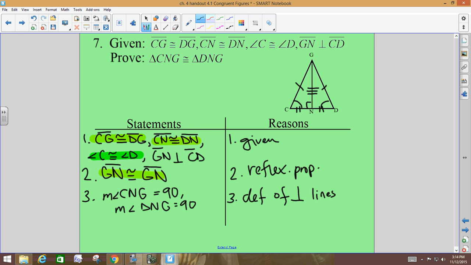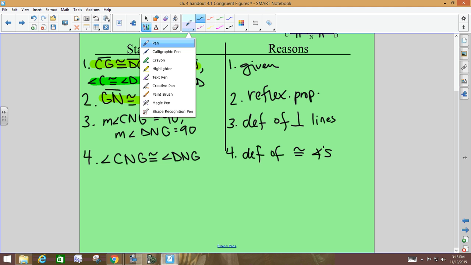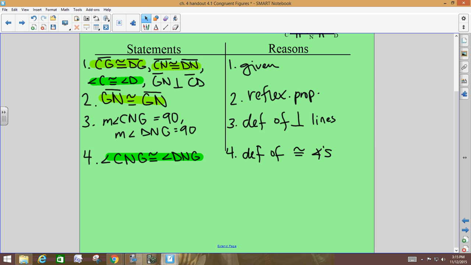Since they both equal 90, then the angles must be what? Congruent. Good. So then on step 4, we can say angle CNG is congruent to angle DNG. And this would be the definition of congruent angles. So you first have to tell me that they equal 90 degrees before you can tell me that they're congruent. Because the given only tells us that the lines were perpendicular. It didn't specifically talk about each angle.